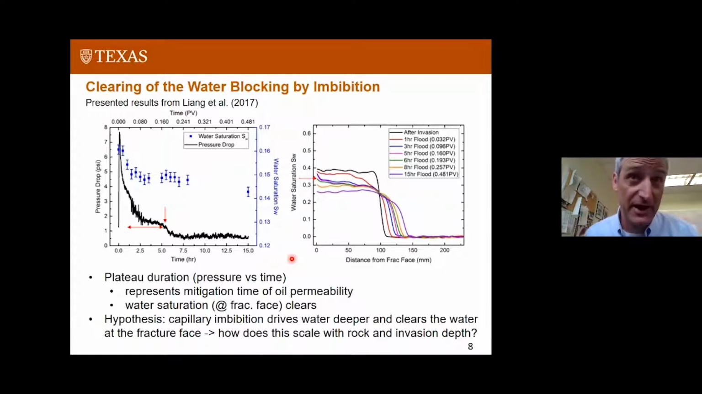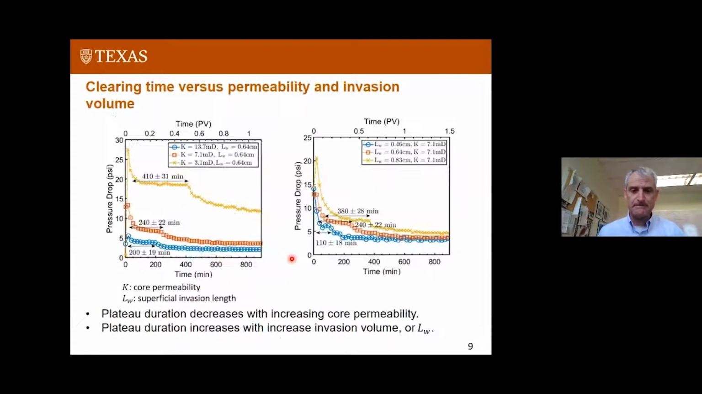To check this hypothesis, we don't need just to do one experiment. We have to do a whole bunch of experiments. And so the question was, how does this scale with rock and invasion depth? Xiao did a whole bunch of different experiments where he varied the permeability and he varied the length of how much we're going to invade for a certain permeable rock.